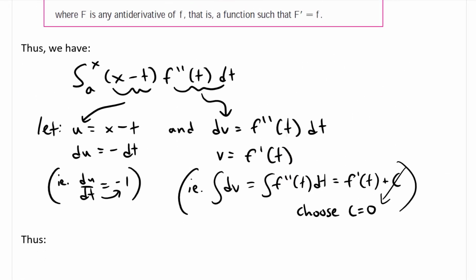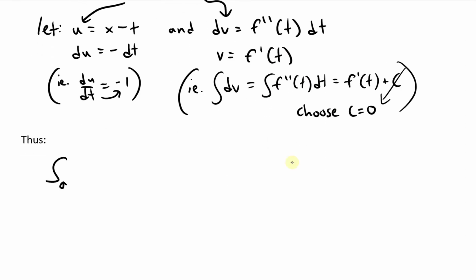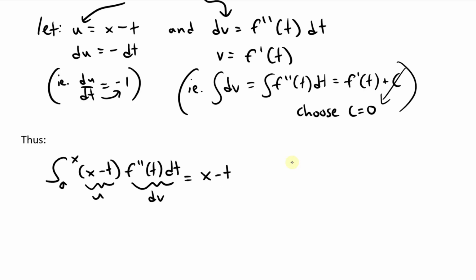Let's write down what we have. We have this full integral, the integral from a to x of x minus t times f double prime of t dt, where this is our u and this is our dv. This is going to equal uv, and since we're taking definite integrals from a to x, we do a big block like this: x minus t, where this is our u, and then our v is just f prime of t. We're evaluating it from t equals a up to t equals x.